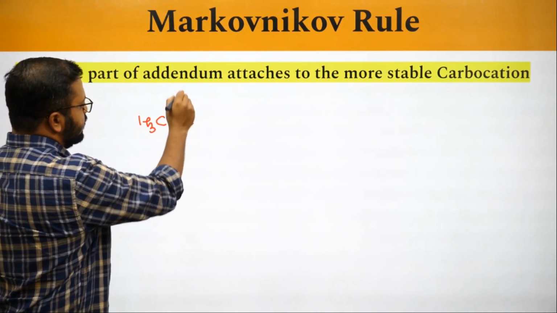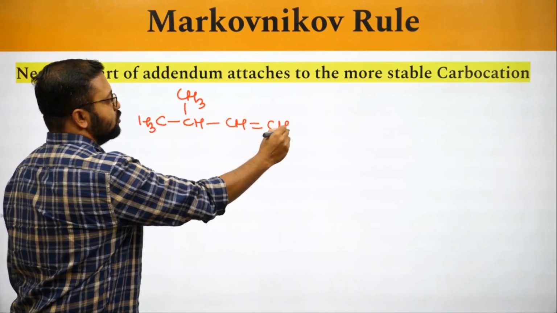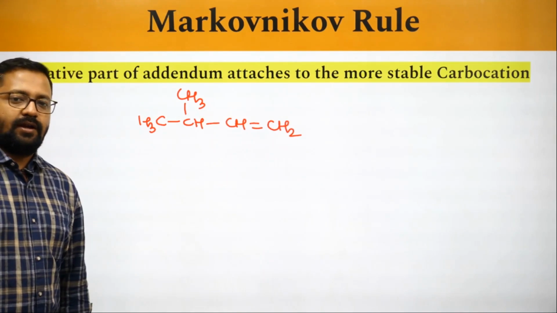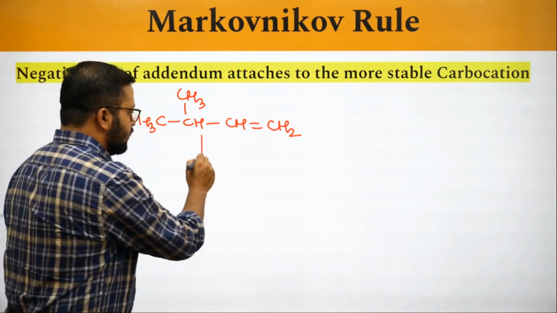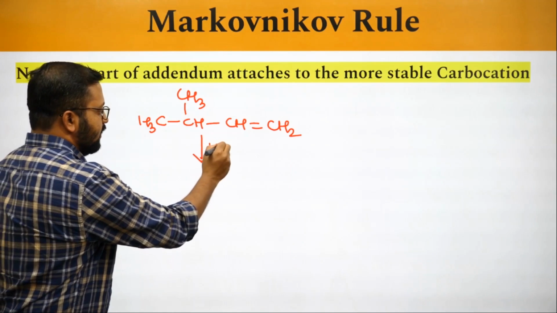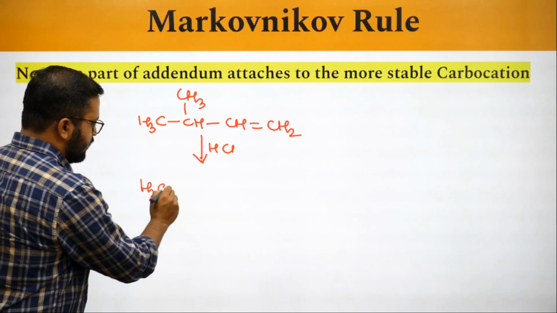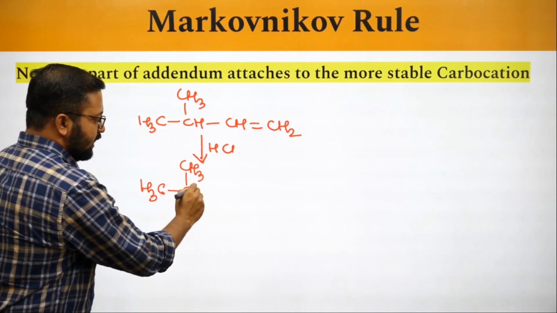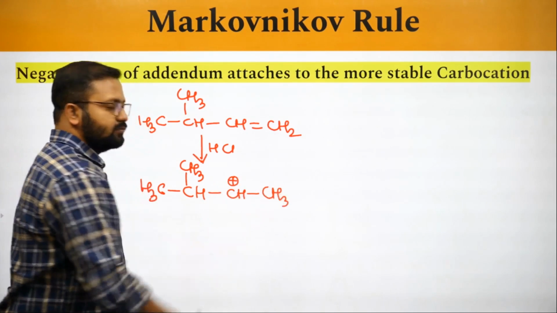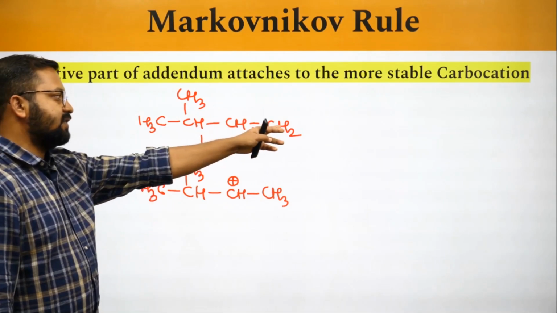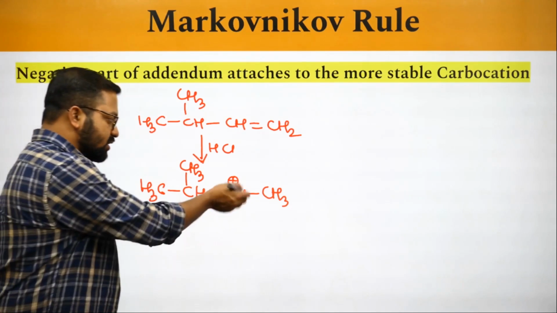CH3 CH3 H, CH double bond CH2. If we are carrying out a reaction on this, if HCl is trying to react with this molecule, so remember guys that this carbocation would initially be formed. Why? Because H plus can attach itself over here or over here. Where will we attach it? Which gives a more stable carbocation? This is the more stable carbocation.